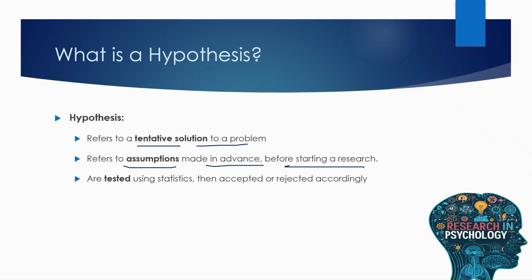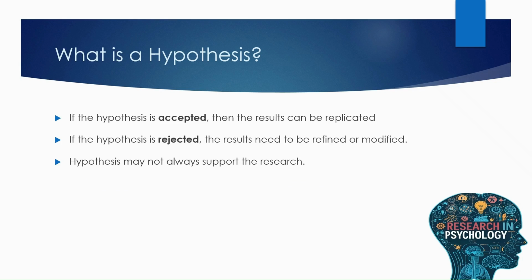Also, hypotheses are tested using statistics, then accepted or rejected accordingly. So we have a whole different subject which is BPCC 108, entirely dedicated to studying statistics and hypothesis testing and proving the hypothesis using different statistical techniques. So here all you need to remember is that hypotheses are tested using statistics, then accepted or rejected accordingly. So if the hypothesis is accepted, then the results can be replicated. If the hypothesis is rejected, then the results need to be refined or modified. All right. So the whole of statistics you see is centered on accepting or rejecting a hypothesis.